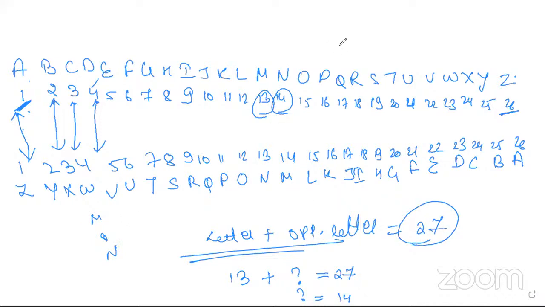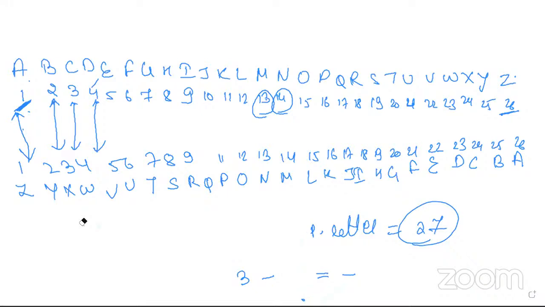Is it getting clear? Yes or no? Tell me. Will you remember this thumb rule? To find a letter and its opposite letter, what do you do? You add them and equate the sum to 27. Both are easy, right? Very, very easy.